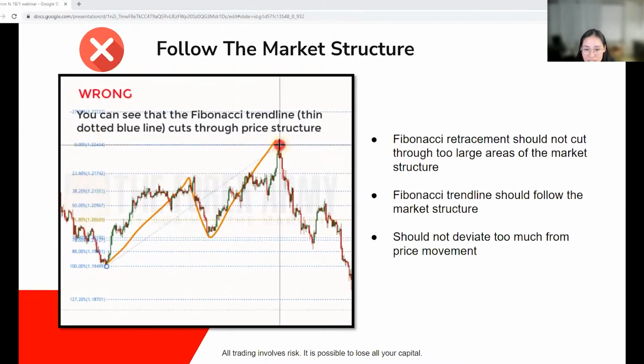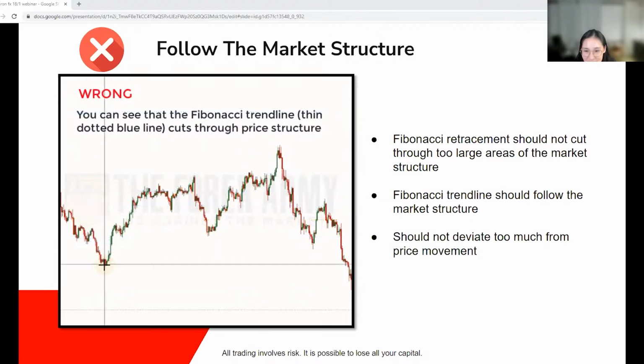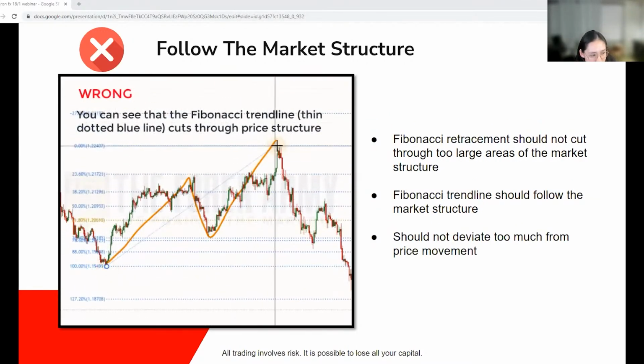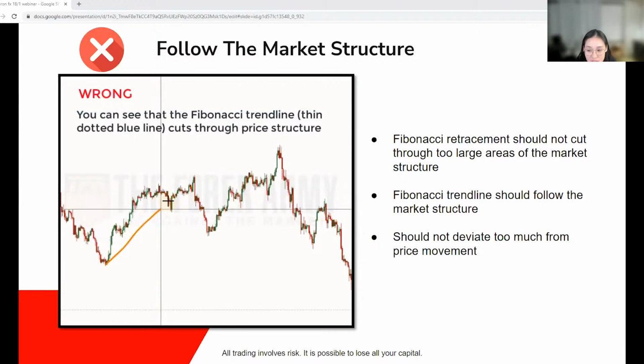Let me just check the chats to see if we have any questions. Someone asked what time frame should be used. I'll get into that in a second, but mostly we want to use the larger time frames so that there's less noise when you're trading.